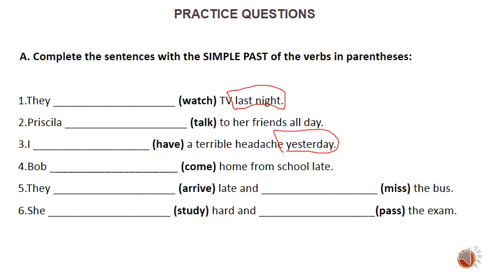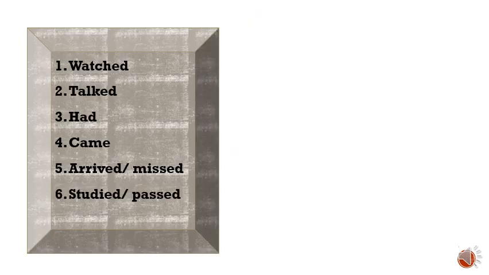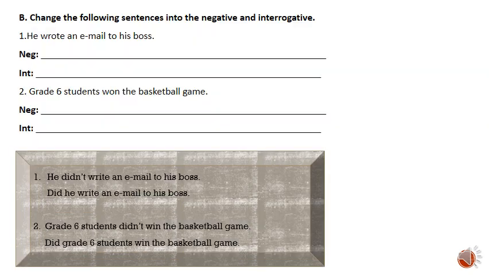So I had. Bob came home from school late. They arrived late and missed the bus. She studied hard and passed the exam. So here they are the answers. Watched, talked, had, came, arrived, missed, studied, and passed. Let's change these sentences into the negative and interrogative.